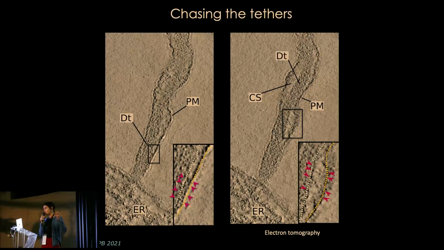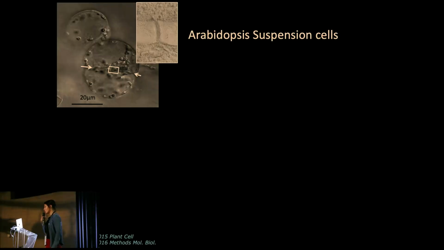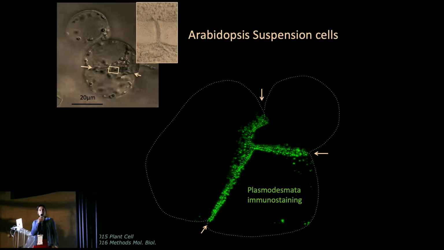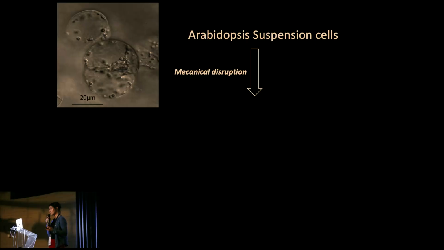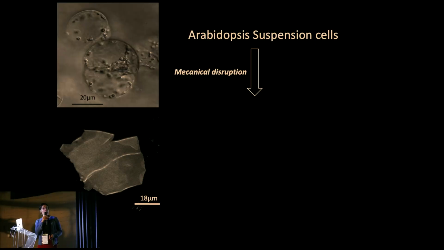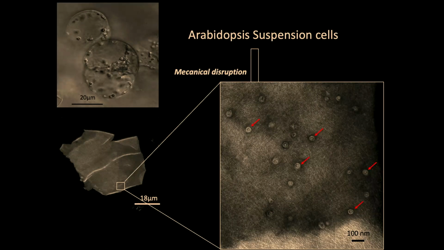So basically, we wanted to identify them. So what we did was to purify plasmodesmata. We use cell cultures that have numerous plasmodesmata at the cell-to-cell interface, and then through mechanical disruption, we can extract the cell wall, and the cell wall still contains plasmodesmata bridges, right? You can see them here.